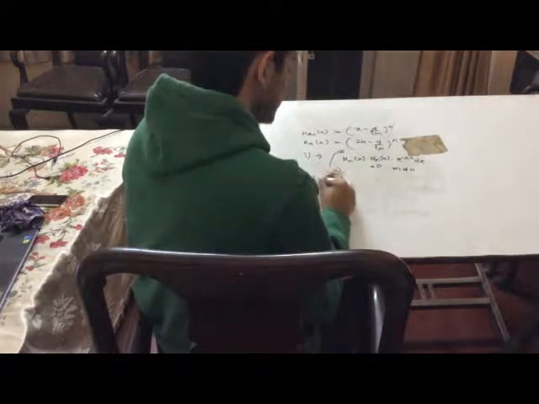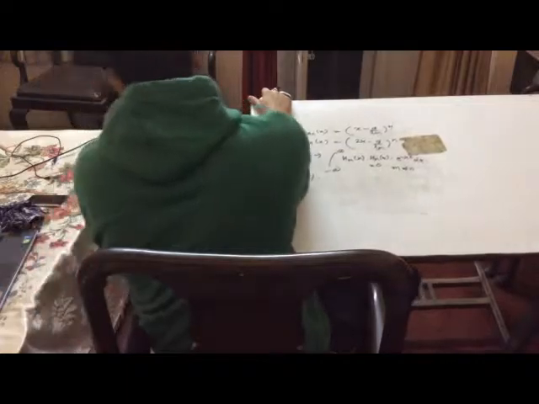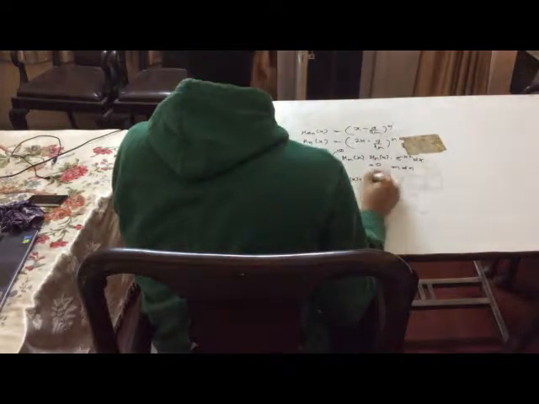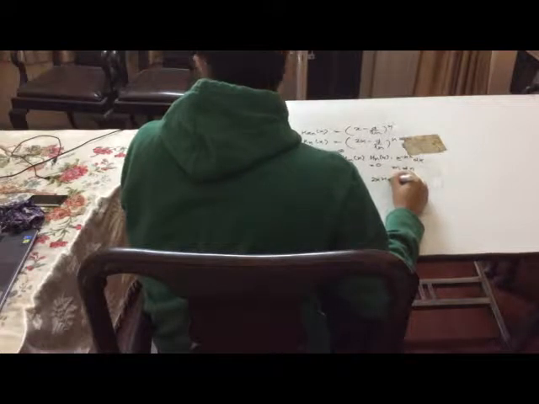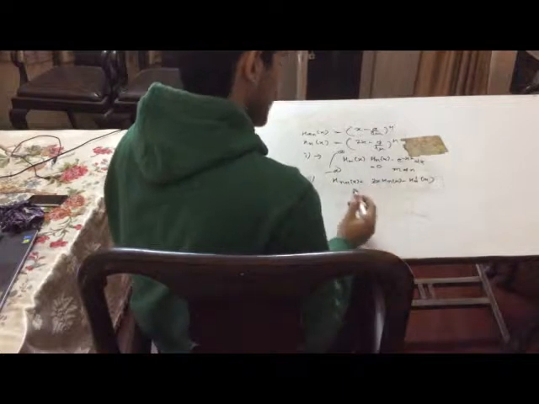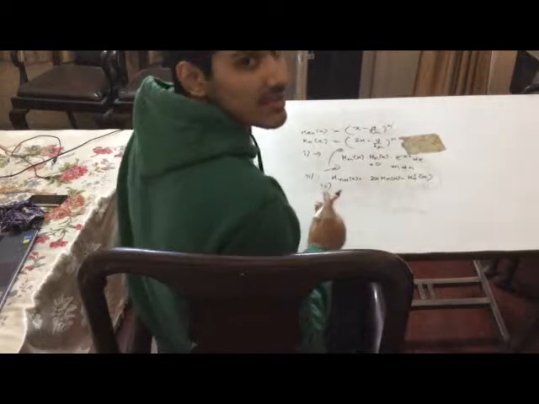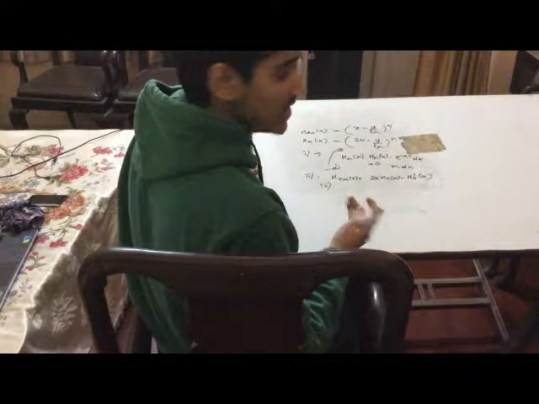The second property which it satisfies is the recursion relation. This recursion relation is given as H_(n+1) of x equals 2x H_n of x minus H_n dash of x. This is the second property it satisfies. Now the third property is that it can be represented explicitly.